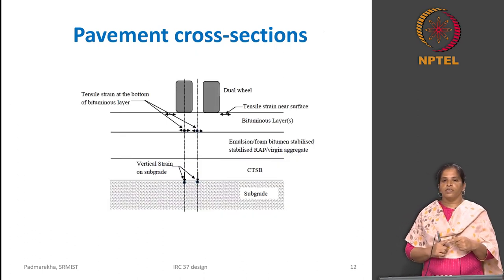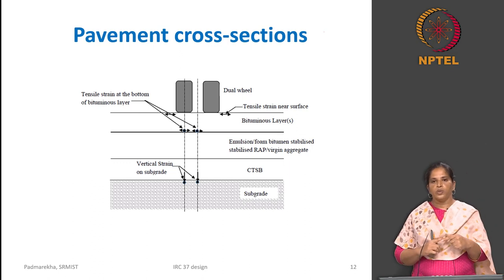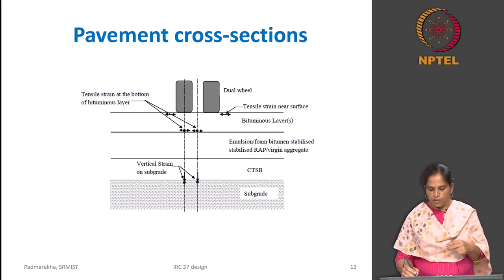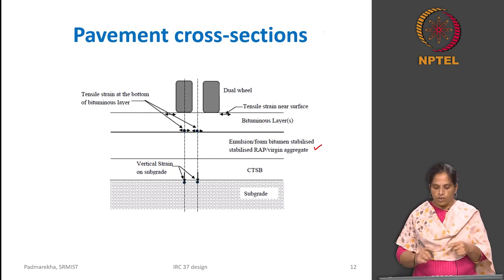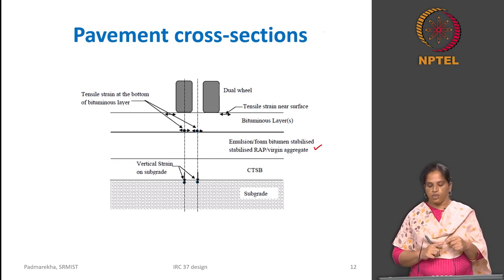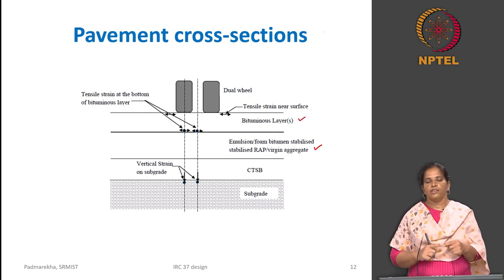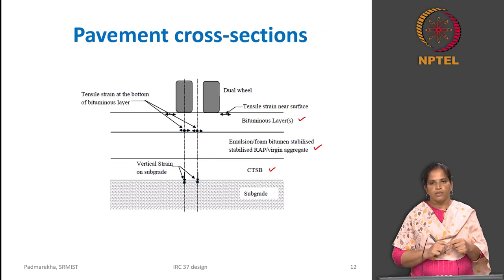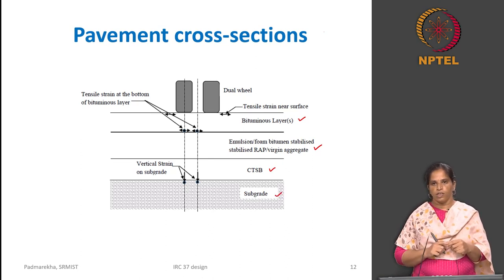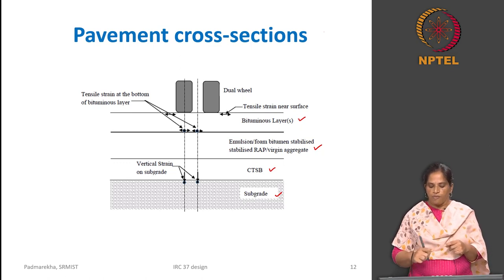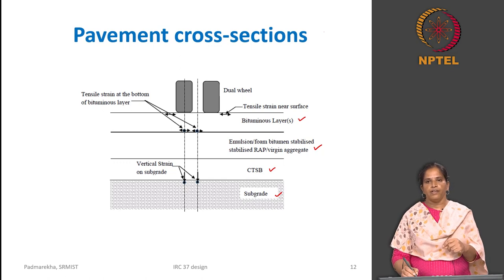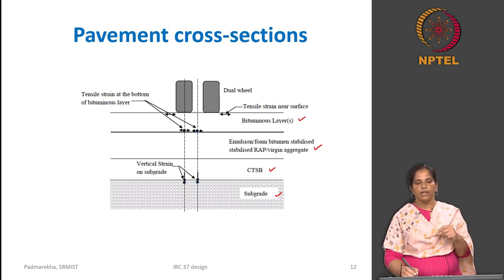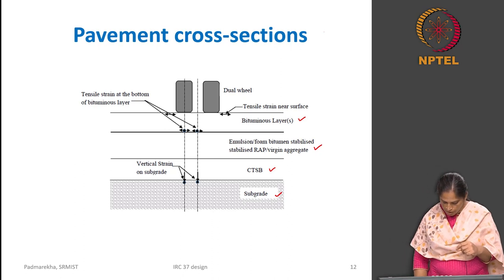The final cross section recommended by IRC 37 uses emulsified bitumen or foamed bitumen in the base course. So, this cross section again is a typical five layer structure with one or two layers as a bituminous layer. The base course is considered here as a foamed material or emulsified bitumen. This base course rests on a cement treated subbase and on the compacted subgrade soil. So, when you use an emulsified bitumen or foamed bitumen in the base course, we consider this as a granular material and use a modulus value corresponding to that specific granular material, and we do the design here.